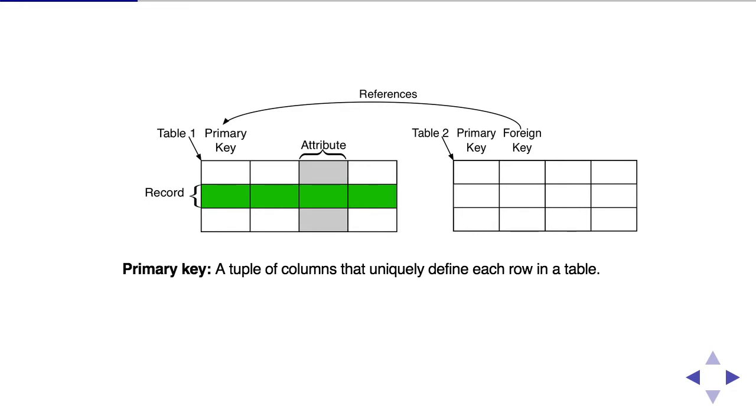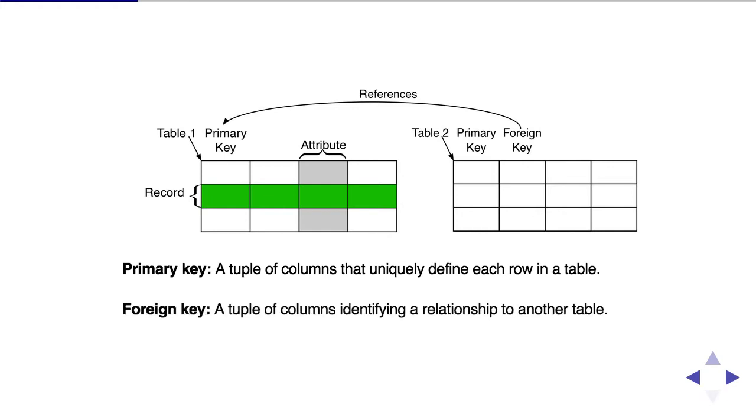So a primary key is what we use to uniquely identify each row. A foreign key is a tuple of columns that identifies a relationship from one table to another table.